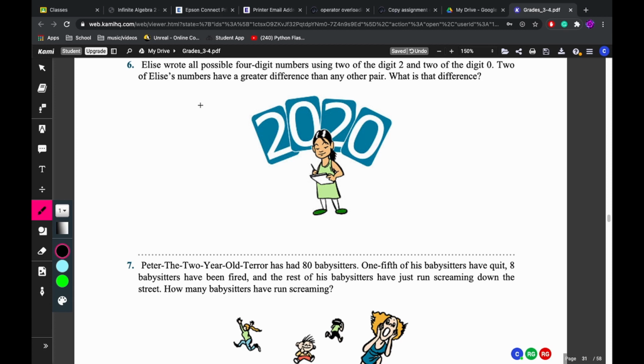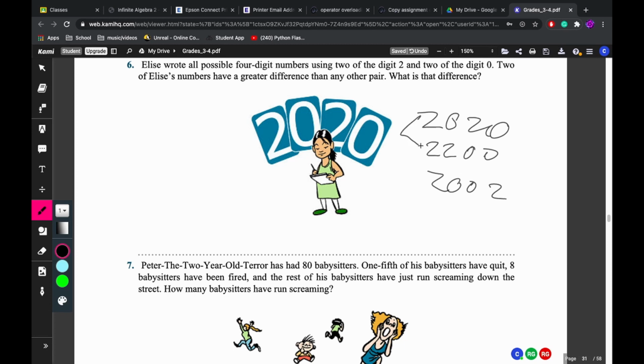Elise wrote all possible 4-digit numbers using 2 of the digits 2 and 2 of the digits 0. 2 of Alice's numbers have a greater difference than any other pair. What is that difference? So first we would write the 4-digit numbers. So we have 2020, as shown in the picture, and then 2200, and then there's 2002. So yeah, these are the only numbers.